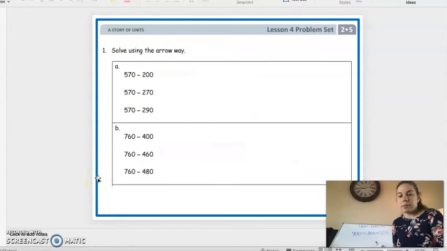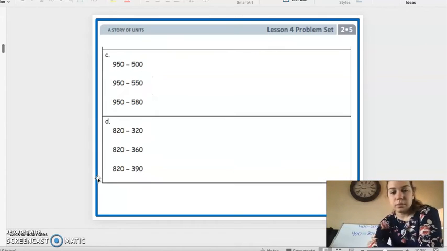Alright, now it's time for our problem set. So if we look here, it says solve using the arrow way. So part A, you're going to do 570 minus 200, 570 minus 270, and then 570 minus 290. Remember, on that one, you're going to have to trade in some hundreds for your tens. Part B, you're going to be doing the same thing, but with different numbers. Part C, you're going to continue working on exactly what we did today with 950, and then part D, you're going to do it with 820.